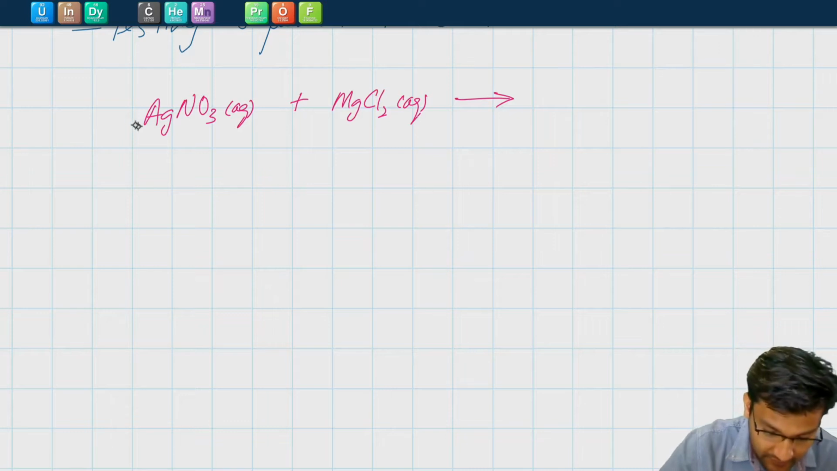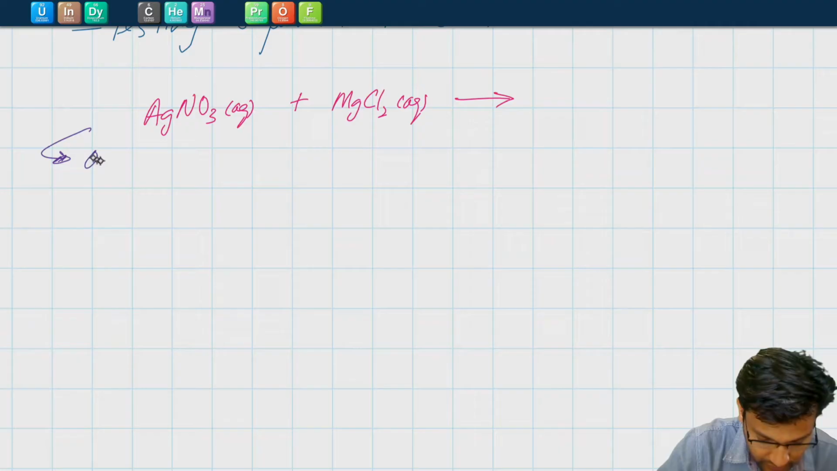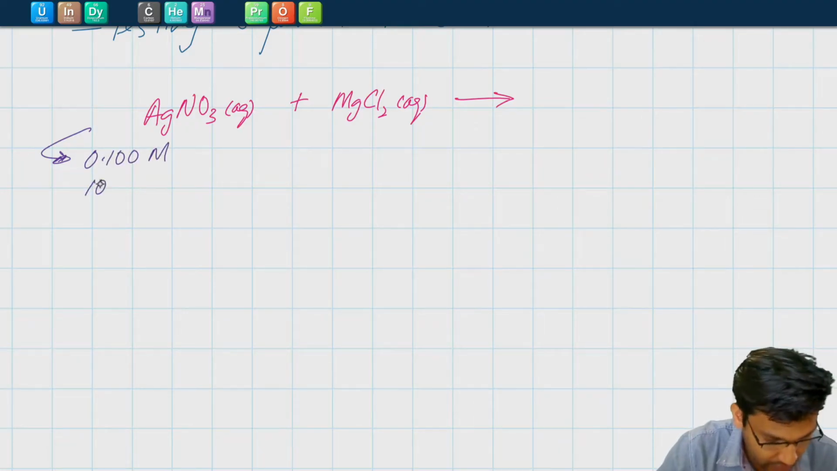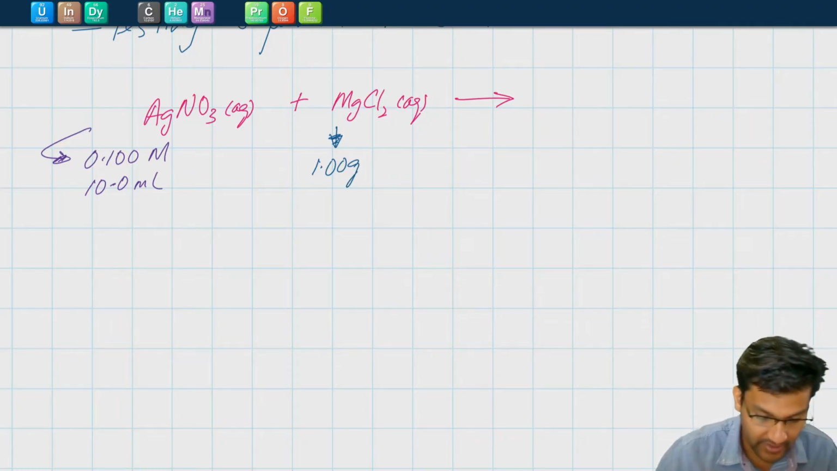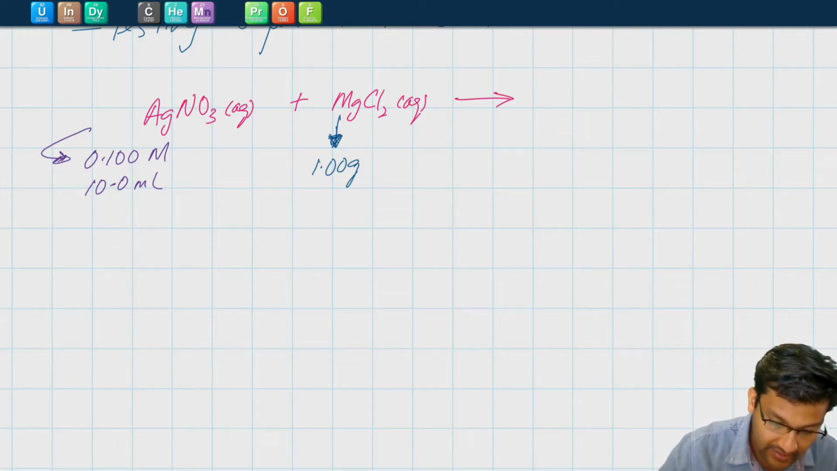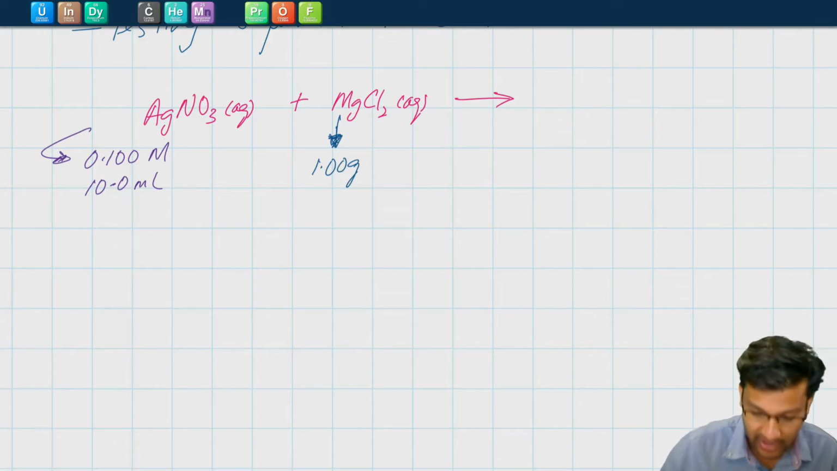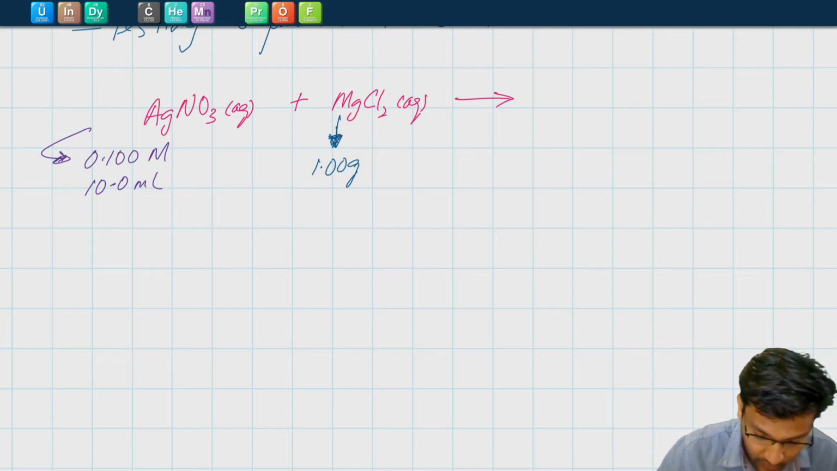Okay, for a silver nitrate solution, let's assume that you started with a concentration of 0.100 molar and you used 10.0 milliliters of the solution. Whereas for the MgCl2, let's just assume that you started with 1 gram, and then you dissolved it in water to make the aqueous solution. Doesn't matter how much water. When you mix these two together, you might see a reaction happening. What reaction is it? Well, let's figure it out.